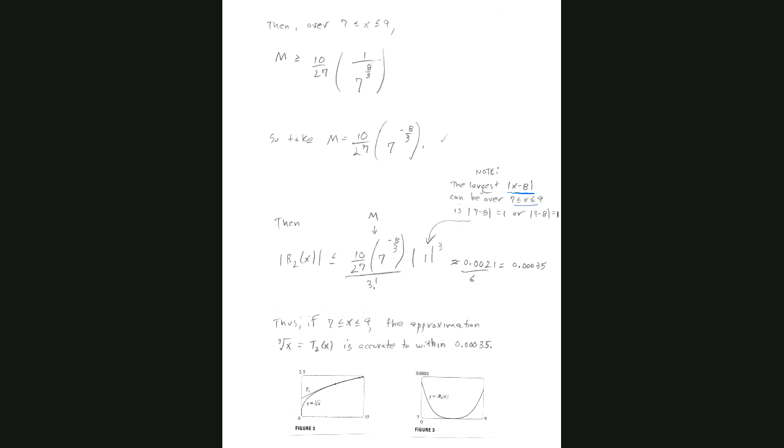Remember, we pick an x value in the range to put in, and x minus 8 would at most be equal to 1, because 7 minus 8 is negative 1, 9 minus 8 is positive 1, but the absolute value of that is 1. And so now you have your error bound.